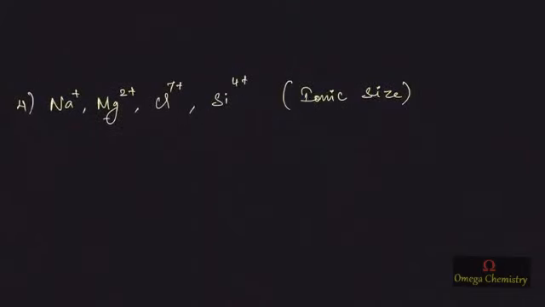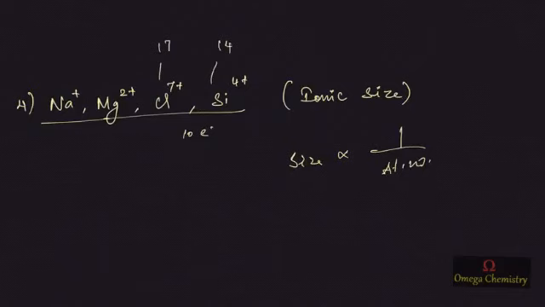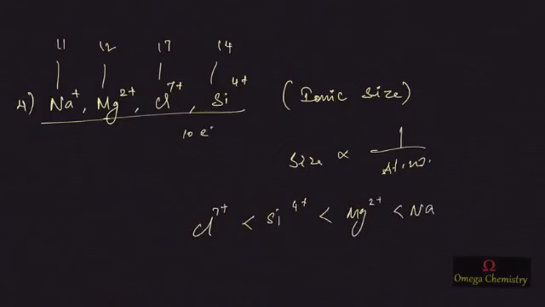And the last one is sodium ion, magnesium 2 plus ion, chlorine 7 plus ion, and silicon 4 plus ion. Again they are isoelectronic species. All these species have 10 electrons if you analyze that. Now we know that again size is inversely proportional to the atomic number, right? Greater the atomic number, lesser the size. For chlorine the atomic number is 17, for silicon 14, for magnesium 12, and for sodium 11, which means chlorine 7 plus is smallest in size, silicon 4 plus is next, then comes magnesium 2 plus, and finally Na plus, right?